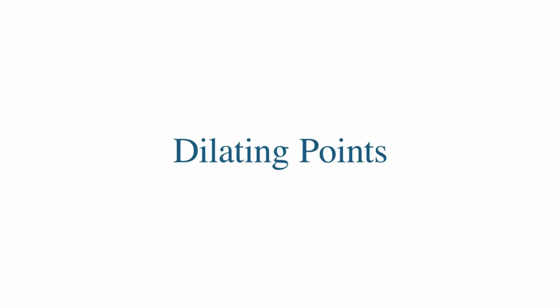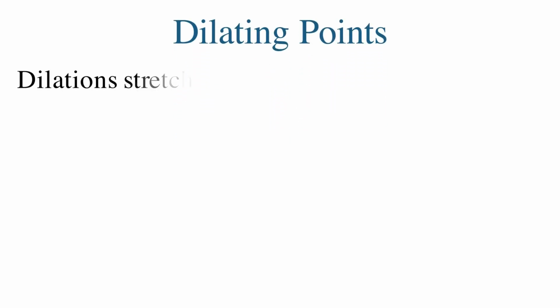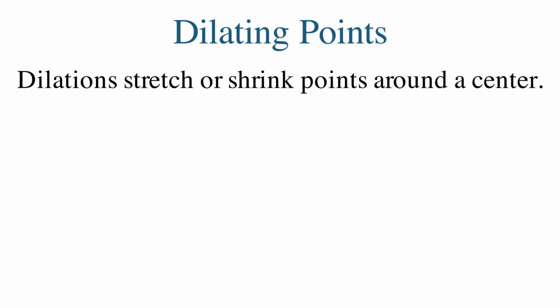Imagine zooming in or out on a shape while keeping everything proportional. That's what we call dilation in geometry. A dilation is a transformation that stretches or shrinks a shape relative to a fixed point, called the center of dilation. The amount by which we stretch or shrink is determined by the scale factor.